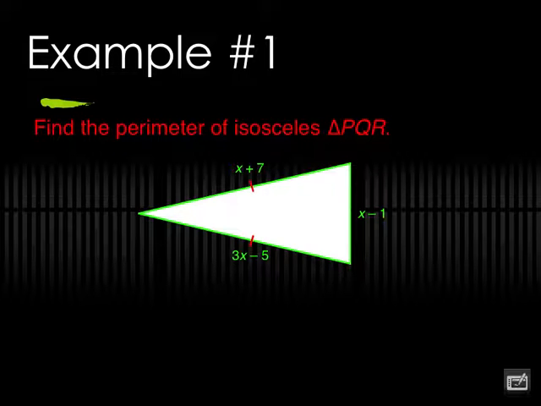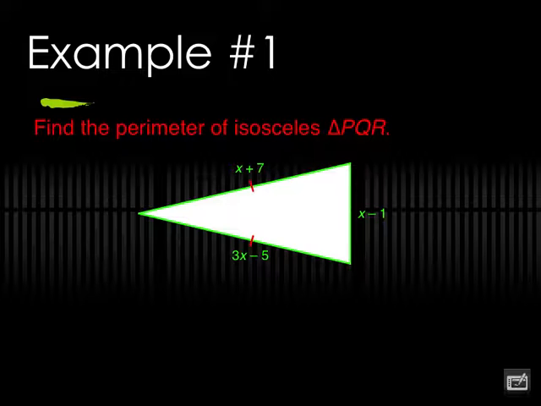A very common mistake once we start working with triangles: we all agree that the angles add up to 180, though we haven't proved it yet. We will eventually. But a common mistake is people add up the three sides and set them equal to 180 also. But we don't know that. We know the angles add up to 180, the sides do not.